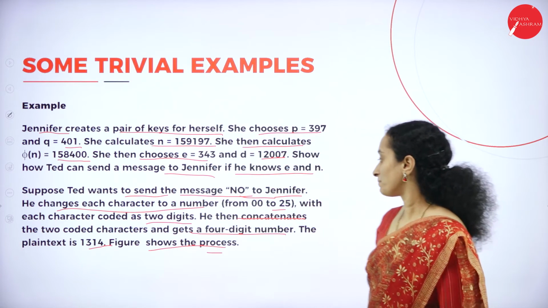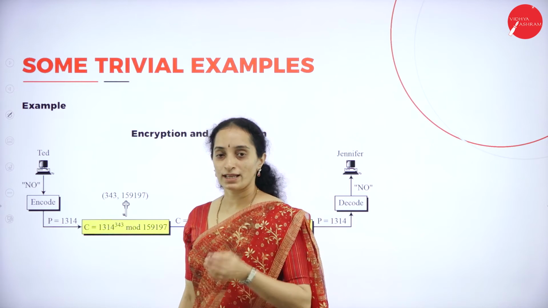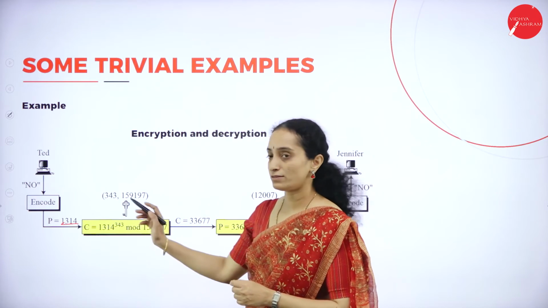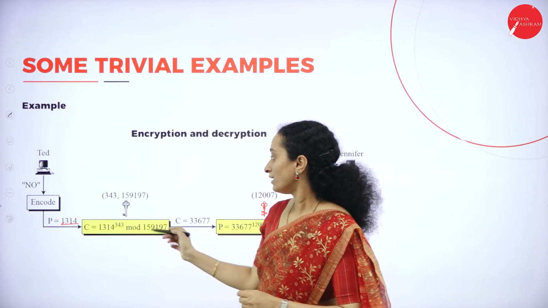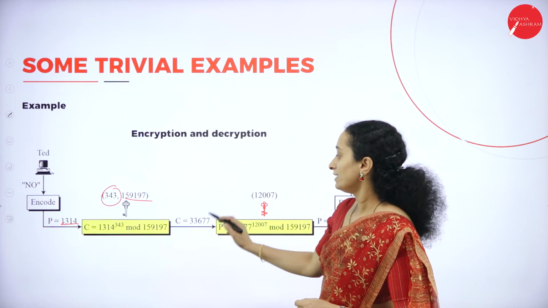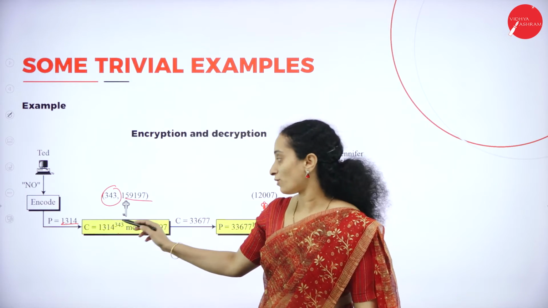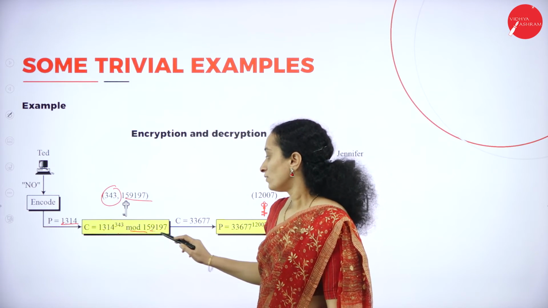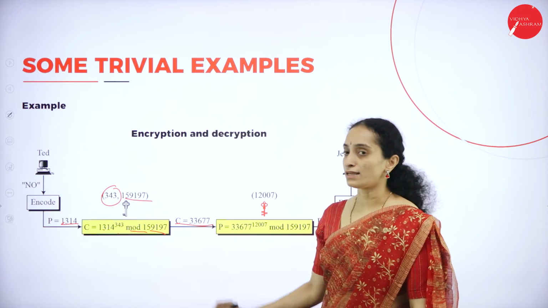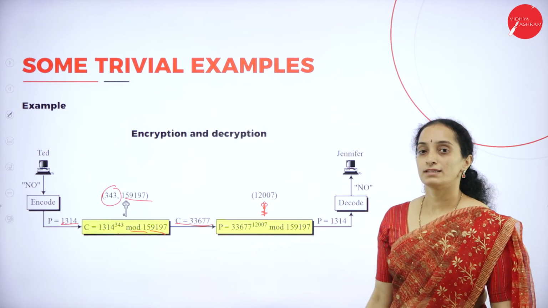Here we have a diagrammatic representation of the process. "No" will have integer values 13 and 14. N is 13, O is 14. So they are concatenated to get the value P equals 1314. We get the keys 343 and 159,197. So we use C equals 1314 to the exponent of 343 mod 159,197. So we get the ciphertext value 33,677. So you can calculate it. Now it is sent over the insecure channel.